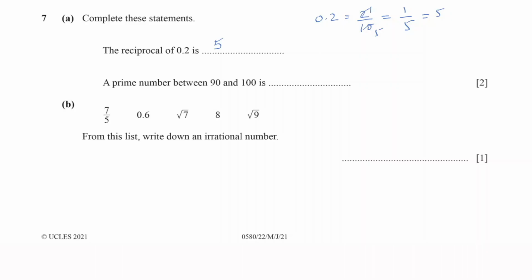A prime number between 90 and 100. So prime numbers are numbers which have only 1 and the number itself as factors. So 97 will be the prime number between 90 and 100.